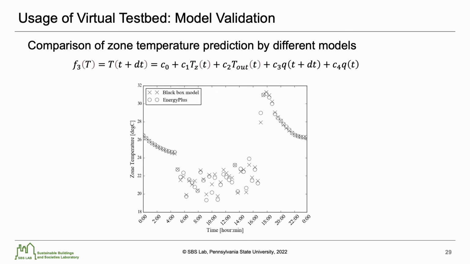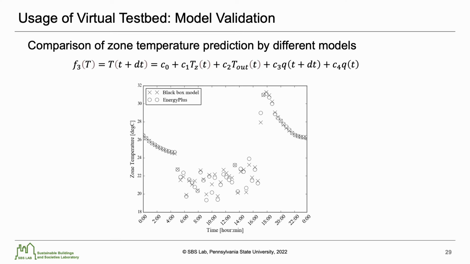The virtual testbed, based on the white box models, can be used to validate the black box model in the transactive control. This slide shows the comparison of zone temperature predicted by different models. In the control setting, the control horizon length is 5 minutes and the K for each VAV terminal is 1. The parameters in equations of the black box model are determined based on the regression analysis of the simulation results from EnergyPlus, which is the white box model.